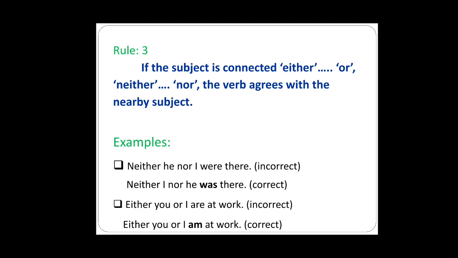Either you or I are at work. This is incorrect sentence. Correct sentence is either you or I am at work. So here the verb am is used according to the subject I. I is singular, so the suitable verb is am. So it is used in this sentence.